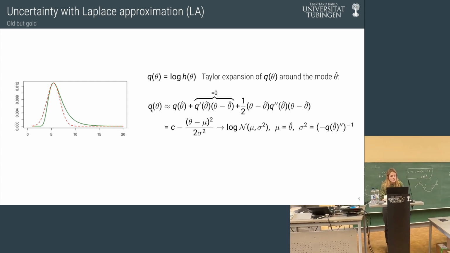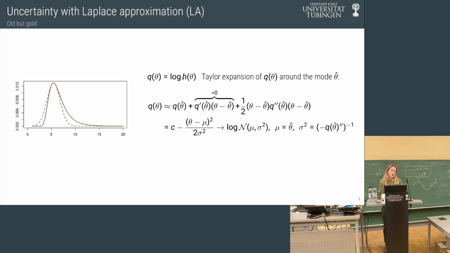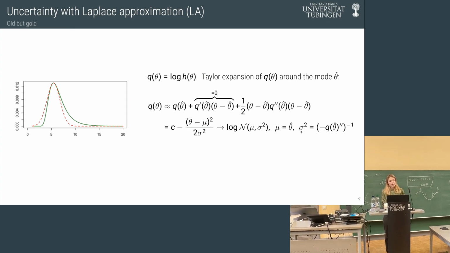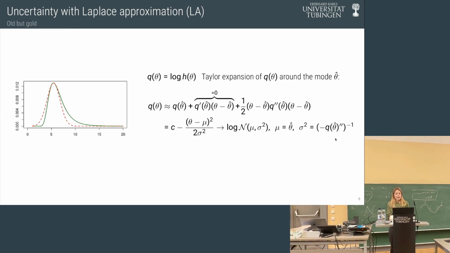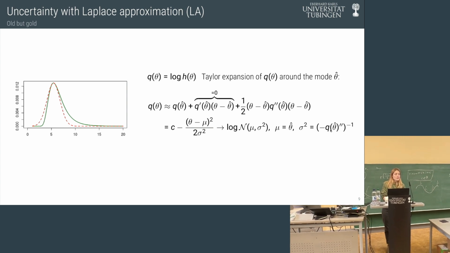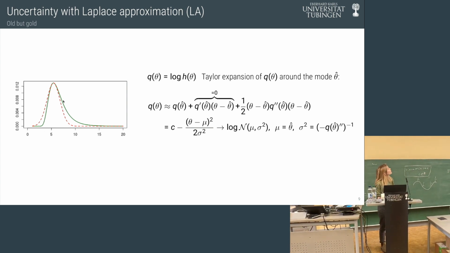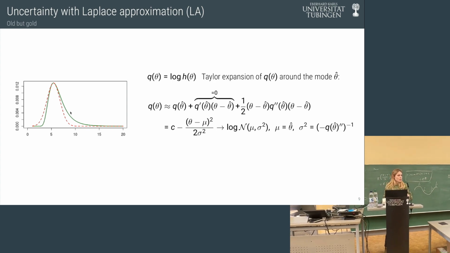What you're doing is a Taylor expansion of your distribution, or your log distribution. You take a second-order expansion, and this becomes a Gaussian, where the mean is given by your maximum, and the variance is given by the inverse of the negative second derivative. And this is what you can see here: in red, you're approximating this bell around the maximum.